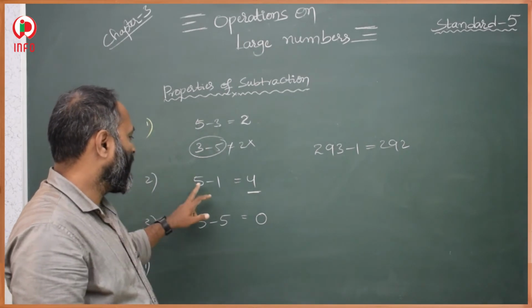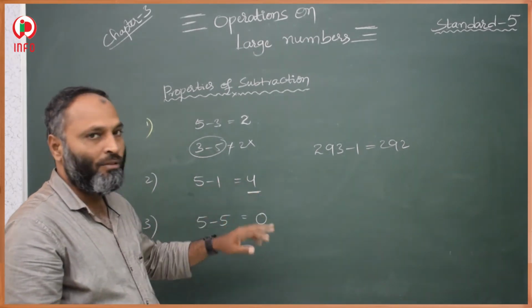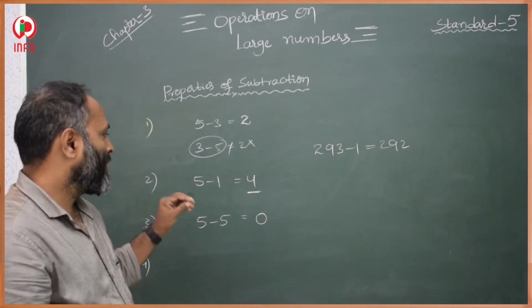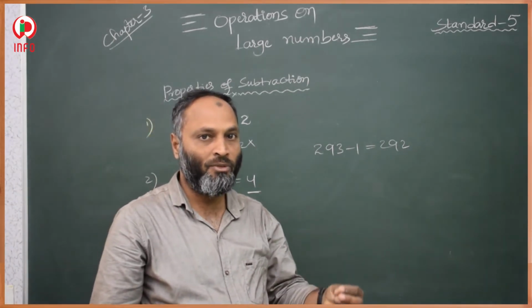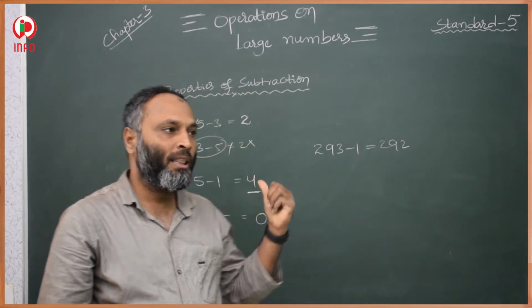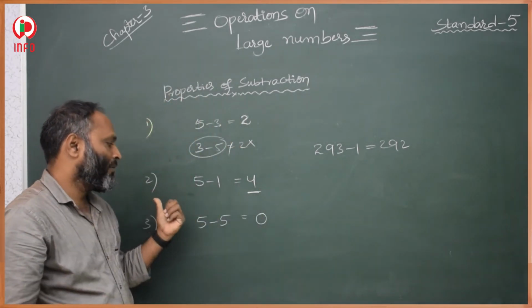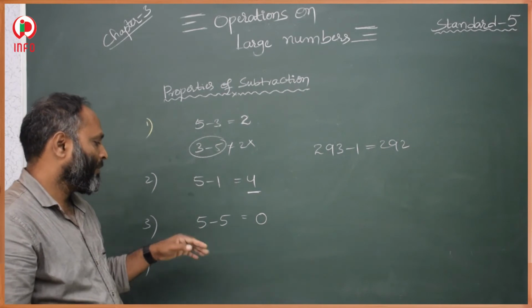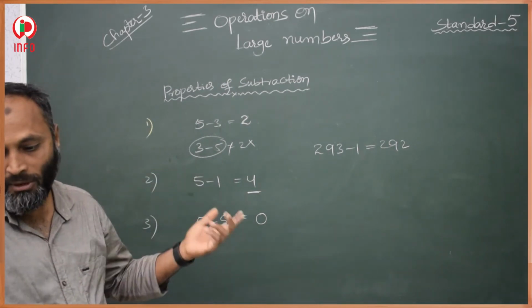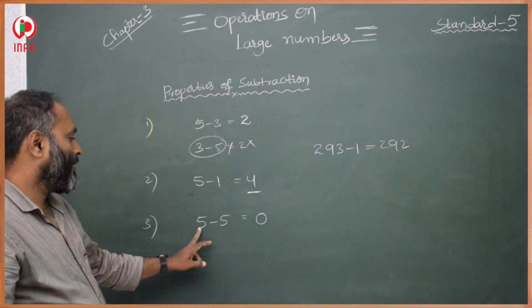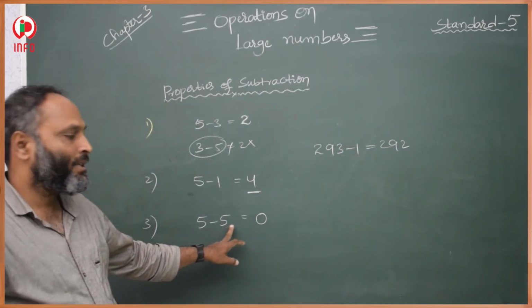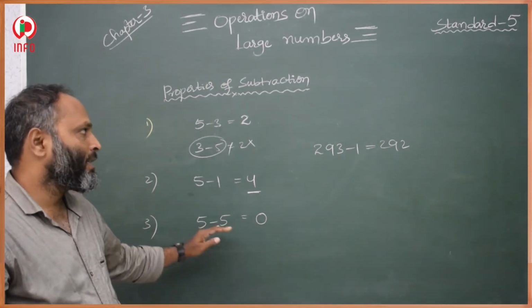And one more: 5 minus 1 is equal to 4. If 1 is subtracted from any number, then we will get the predecessor of that number. And again, if a number is subtracted from itself, then we will get 0. This is the third property.